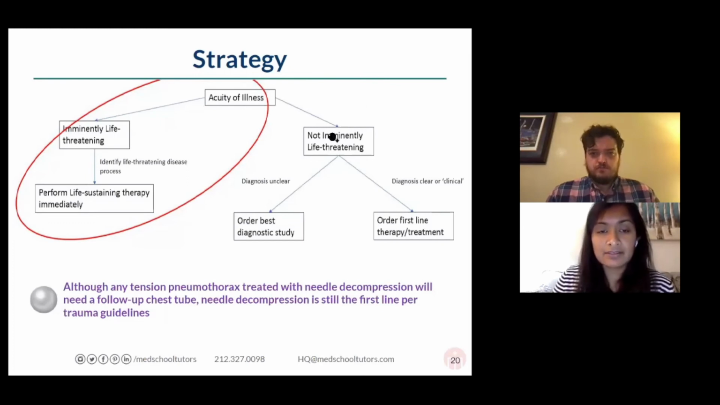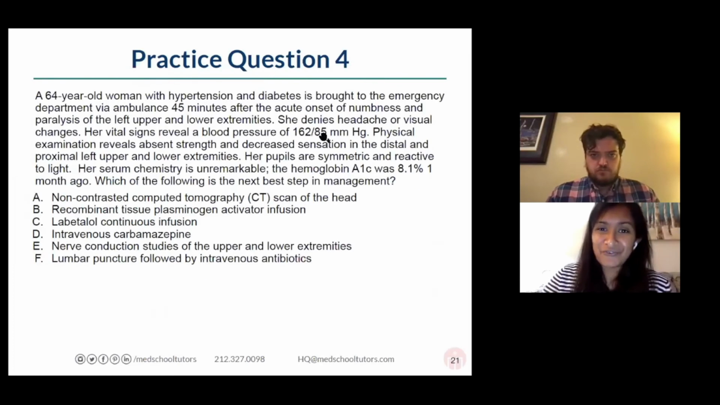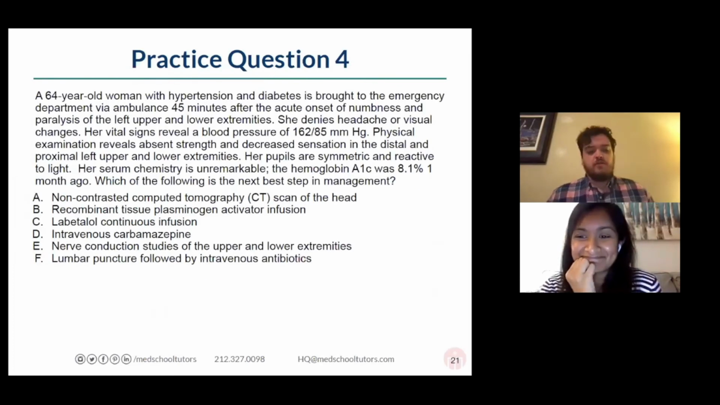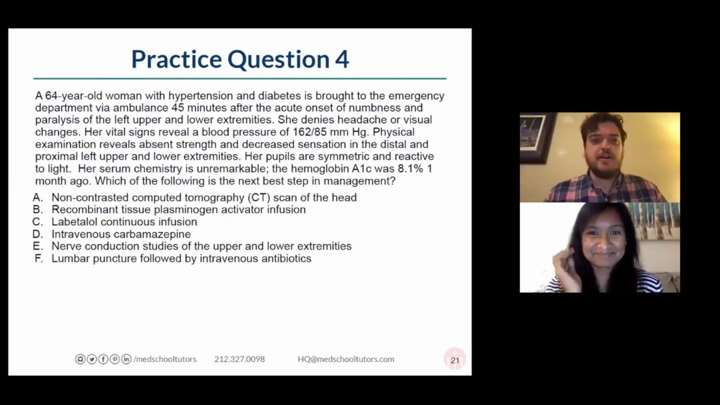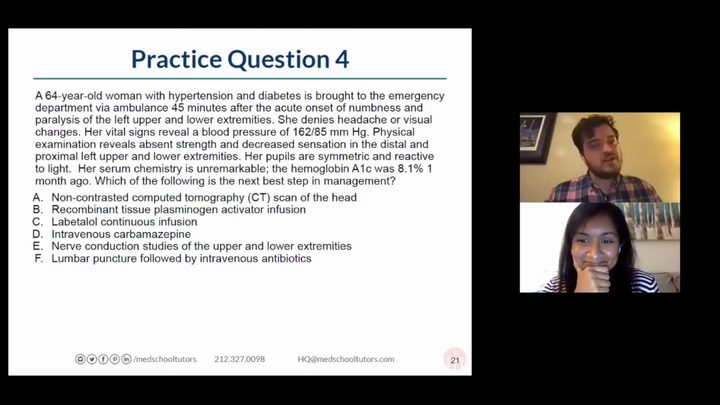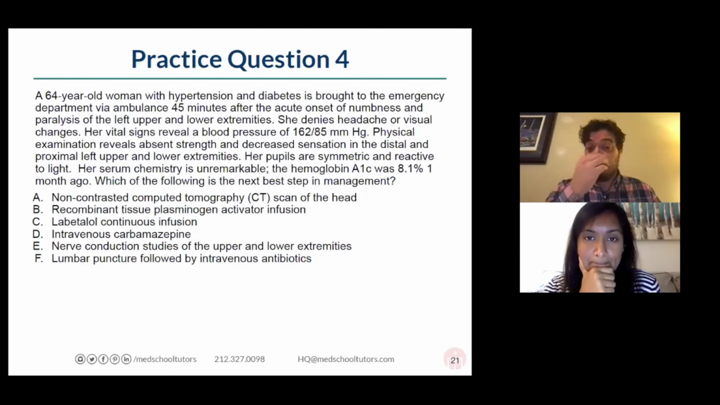All right. And question 4. All right, so coming in to finish this up here with question 4. So again, I'll say again, I'm old-fashioned. Let's start from the top. Let's just read down. 64-year-old woman with hypertension and diabetes, setting the scene here, is brought to the emergency department via ambulance 45 minutes after the acute onset of numbness and paralysis of the left upper and lower extremities.